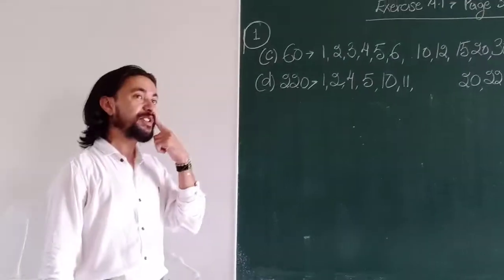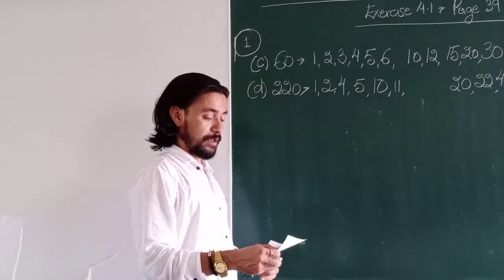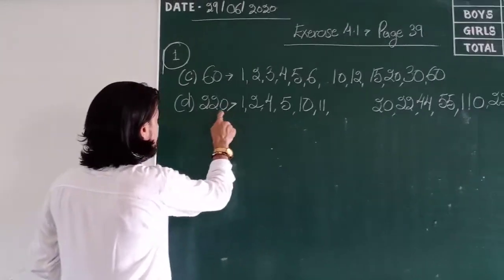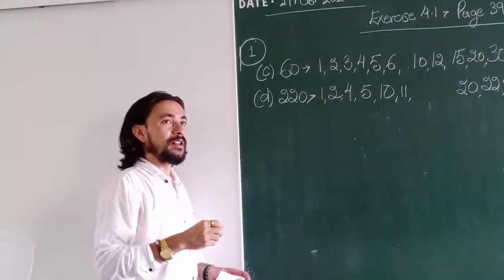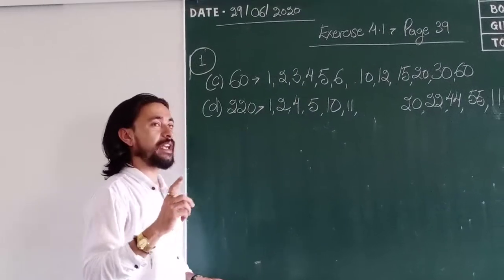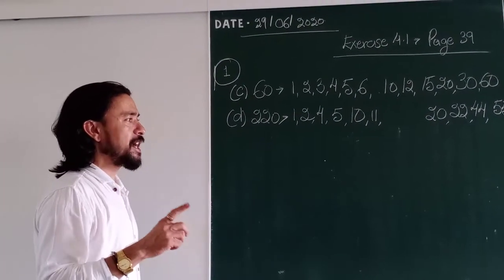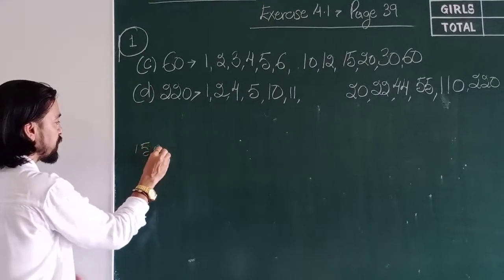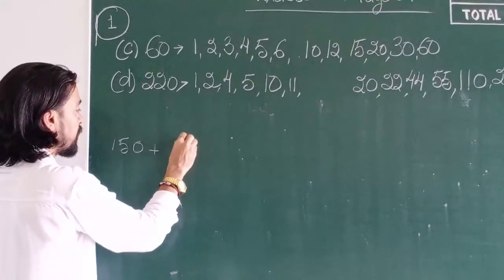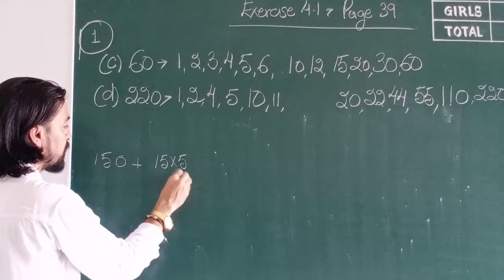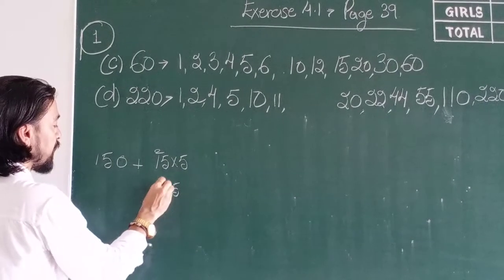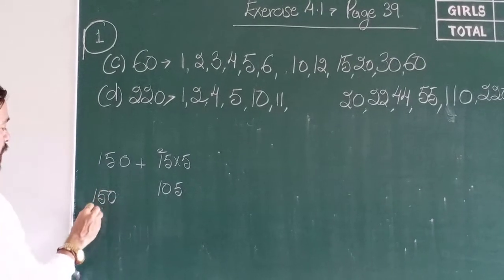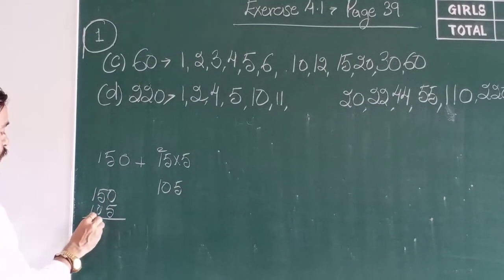Now when we come to the number 15, we become a little skeptical about 15 because it has a 0. Now we see 15 tens are 150, and 15 fives are: 5 fives are 25, 5 ones are 5 and 2, 10, 105. It gives me 150 plus 105, which is 255.